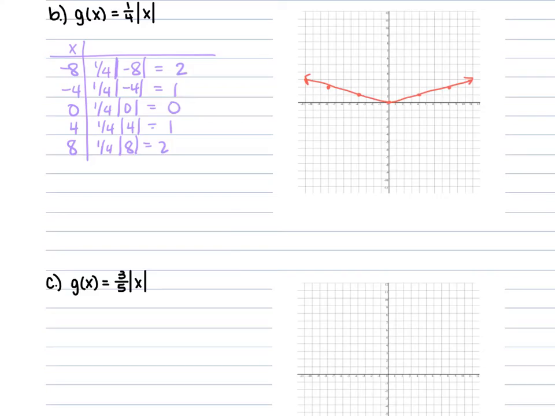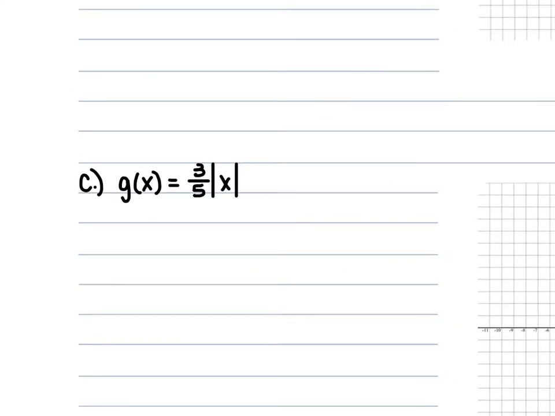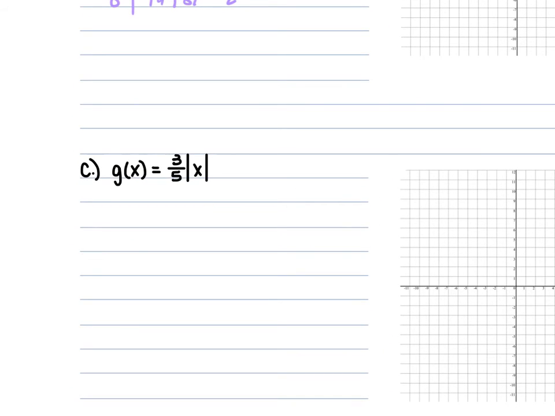For C, we have g of x is equal to 3/5 times the absolute value of x. So again, I'm going to choose values that are going to give me whole numbers here for x. So I can use -10, -5, 0, 5, and +10. So this is going to be 3/5 times the absolute value of -10, which is 3/5 times 10. That's going to be 6.